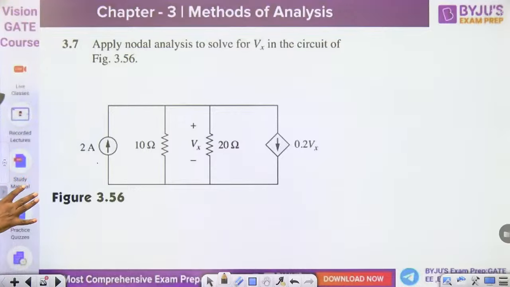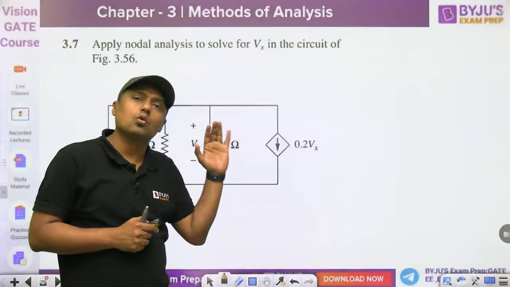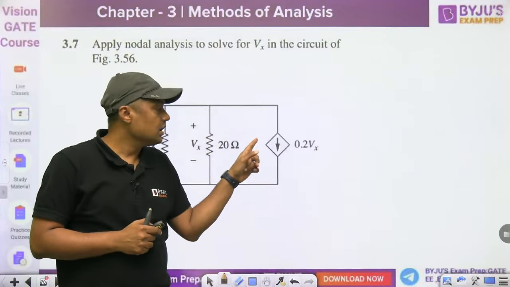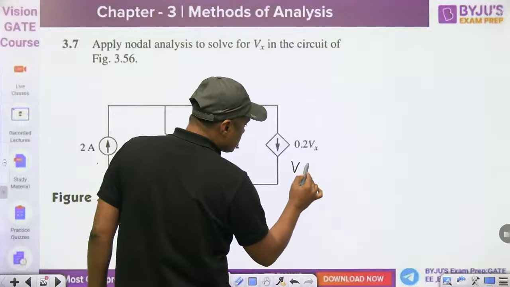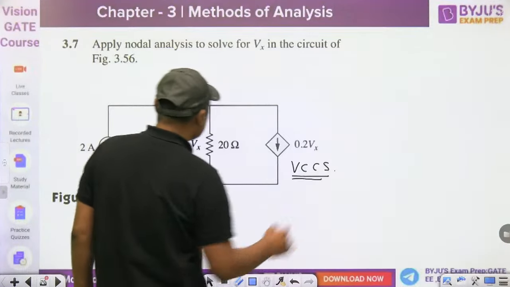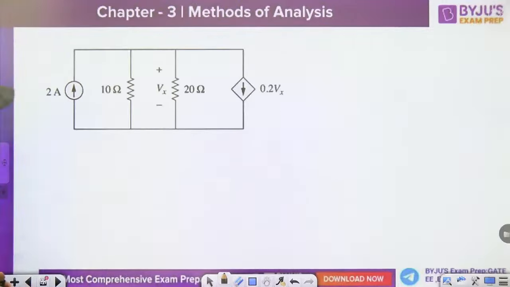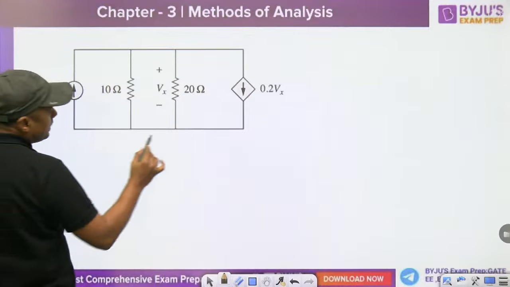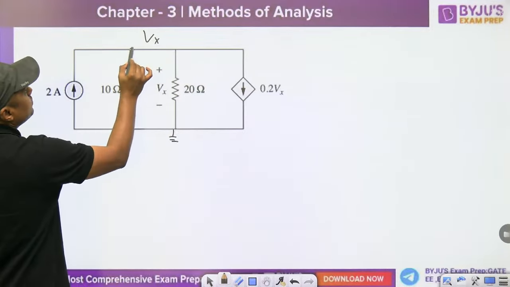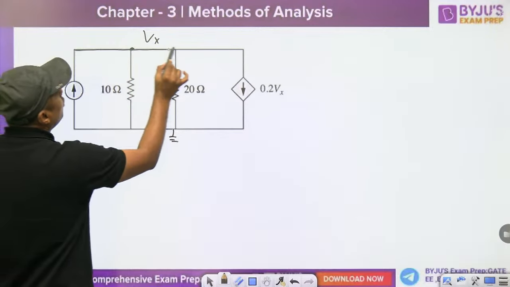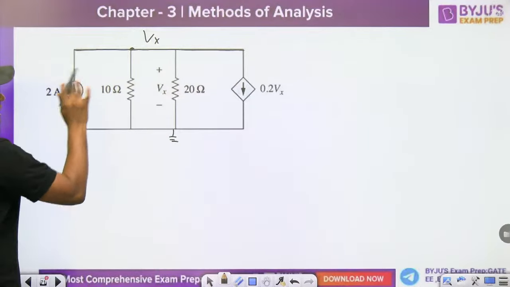Now, nodal analysis means what? Suppose one student is worried about the dependent sources. Okay, no problem. If this is 0.2 Vx, this is what? A voltage controlled current source. This Vx is given and you have to find the Vx. This is your reference. Then this is the Vx. Because this is a common node, the voltage across all these nodes is Vx. Now you can apply the KCL, that is called nodal analysis.